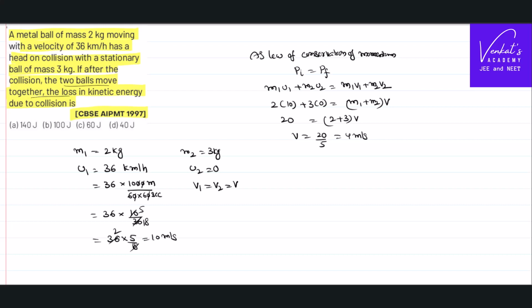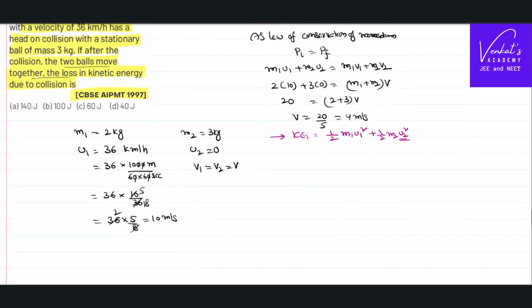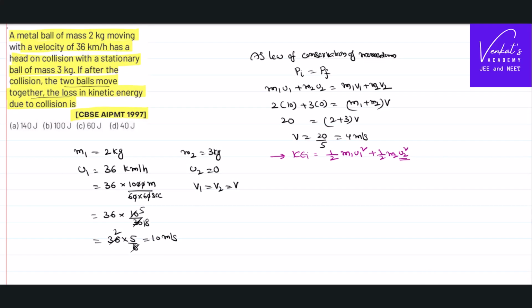But what we want is the loss of kinetic energy. For that, let us calculate the initial kinetic energy of the system: half m1 u1 squared plus half m2 u2 squared. But u2 is 0, so that term becomes automatically 0. Half, m1 is 2, u1 is 10 squared. That is 100 joules.